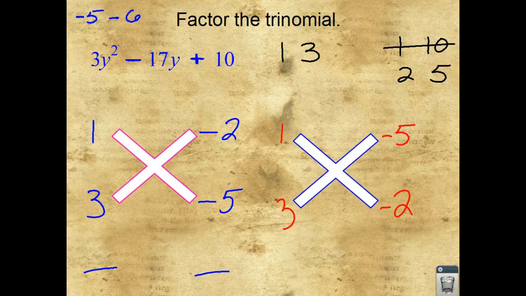So let's try the second one on the right here. Well, 1 times 3 is 3, and negative 5, we know that that's positive 10, so they're cross terms here. 1 times negative 2 is negative 2, and negative 5 times positive 3 is negative 15, and when we put those together, we get a negative 17, and that's what we needed. All right, we found our answer. Let's clear off some of this other stuff. Give us some room here.